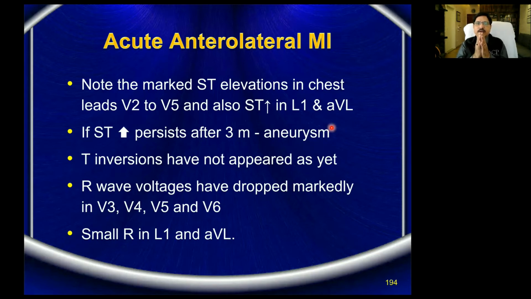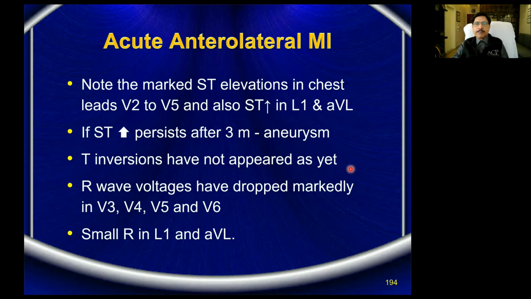STs are the injury currents, isn't it? They are not of ischemia, they are not of infarction. They are the injury. The injury should settle down in a matter of 24 hours and the ST should come to baseline. If they are not returning, and the STs continue to be elevated even after 3 months, then that is an aneurysm.